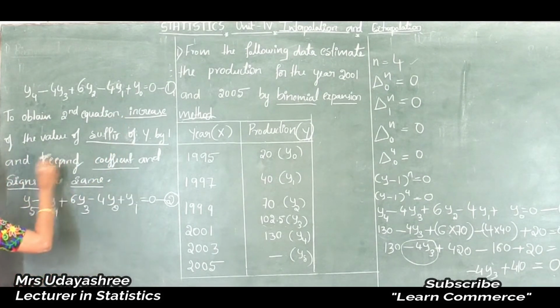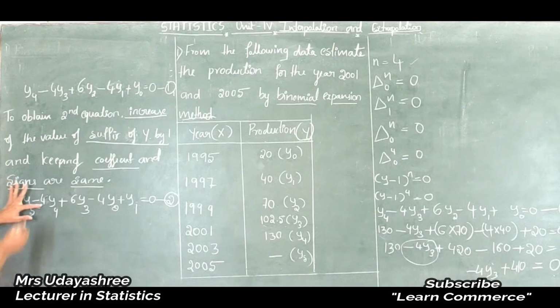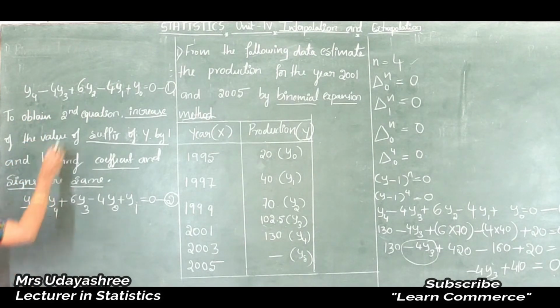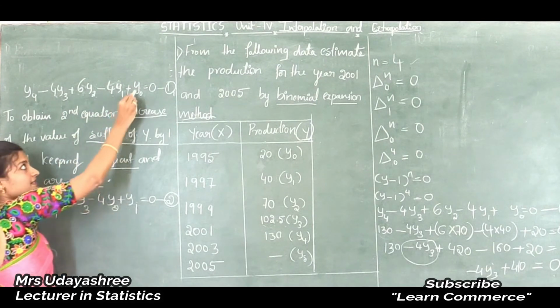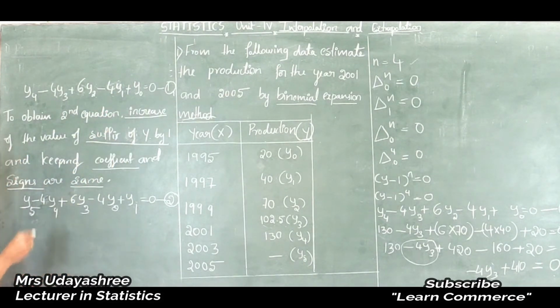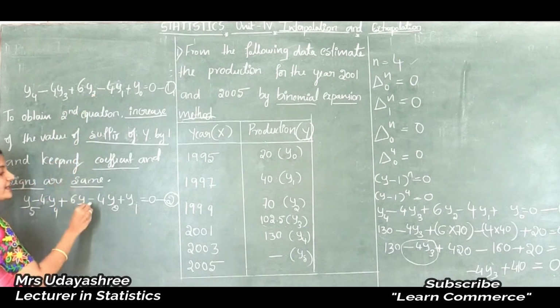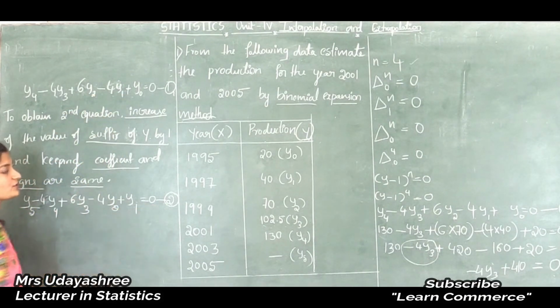And next, keeping the coefficients and signs the same. So see the coefficients: 4 here as it is, 6 here as it is, 4 here as it is, and here it is 1, so here also 1. And the signs: here it is minus, here also minus, here plus, here plus, and here also plus. Okay, this is equation number 2.